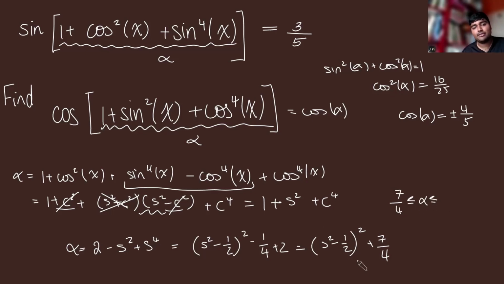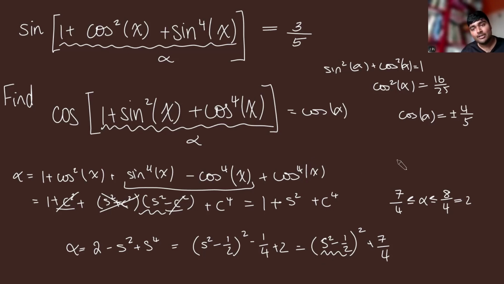What's the maximum that alpha can be? Well, we can have a look at this thing here and see that this is s² minus a half, and then we're squaring it. So in order for this to be as big as possible, we need s² to be as far away from a half as possible. But s² is just sin²x, so it's only going between 0 and 1. So the furthest it can get away from a half is if sin²x is 0, or if sin²x is 1. It doesn't really matter, in which case that will be a half. When you square it, you get 1/4. And this will be 8/4, which is 2. Cool, so alpha is between 7/4 and 2.